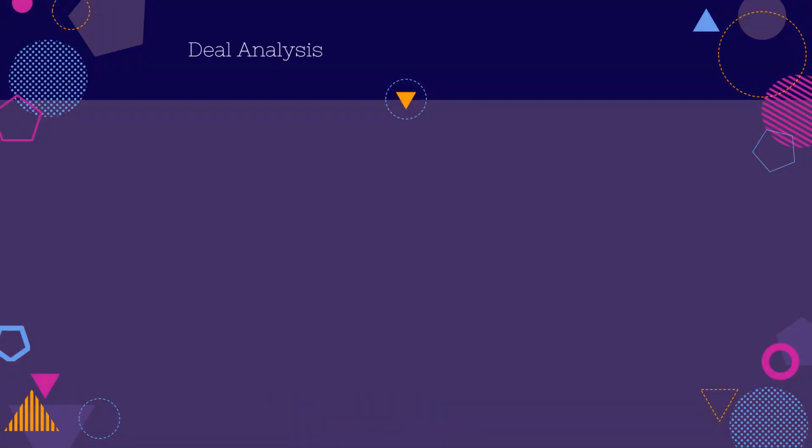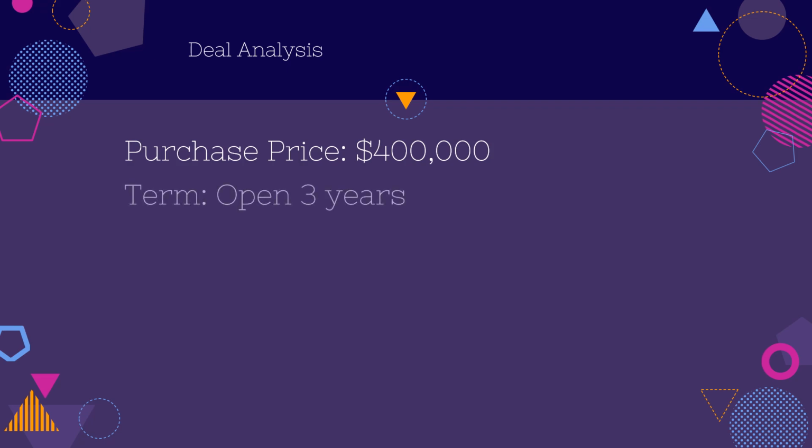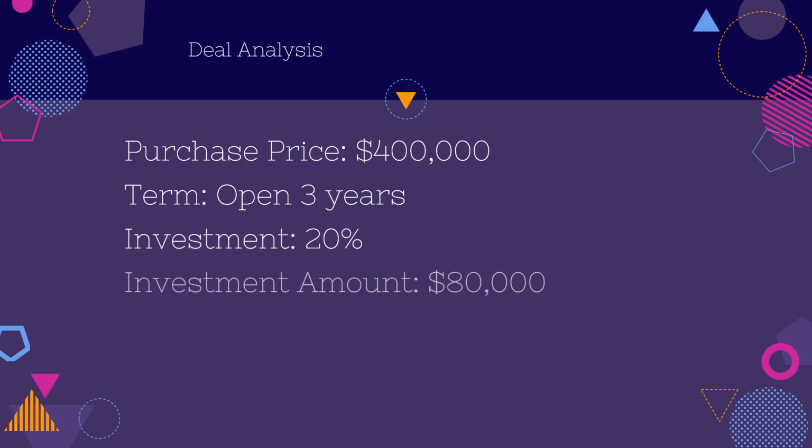Let's take the purchase price as $400,000. So we're going to put it on a 3-year open term. What open term means is the mortgage can be paid off at any time without penalty. And we're putting 20% down, which means $80,000, and the mortgage amount is going to be $320,000.